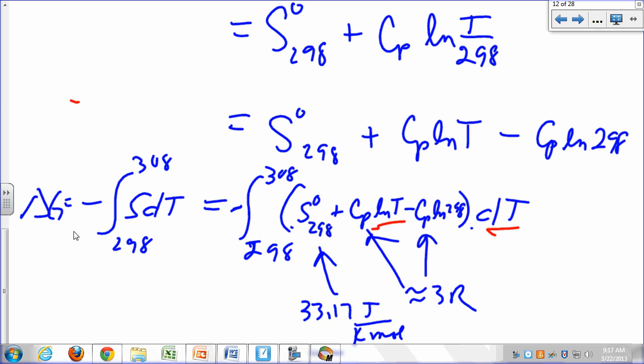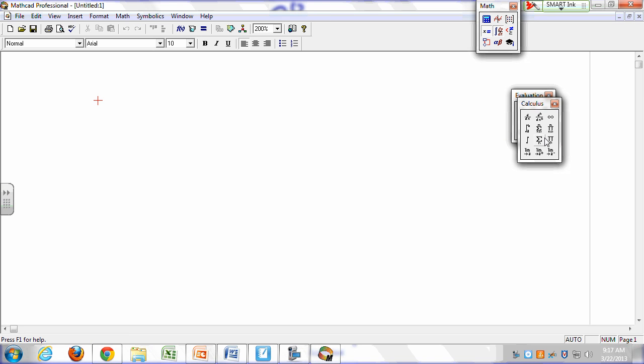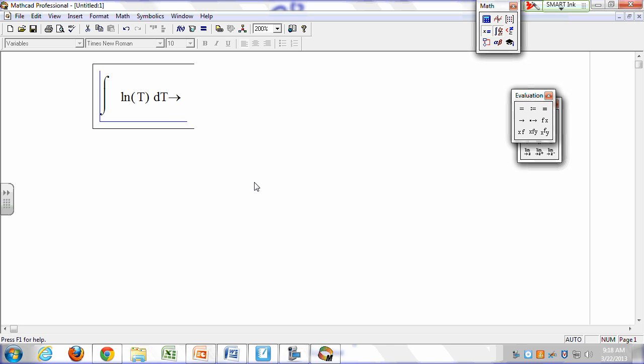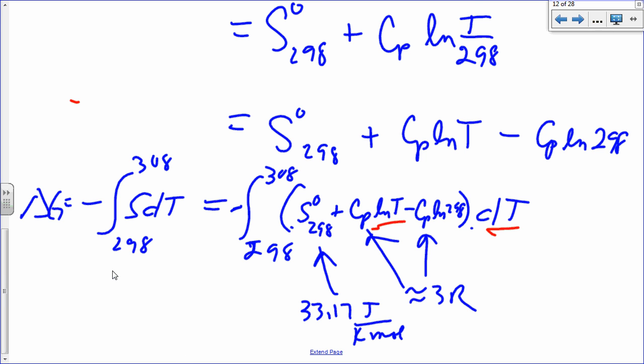Integral of dt over t is ln t. But what's the integral of ln t dt? Let's see. Integral of ln of t dt. It's t times ln t minus t. So you need to be aware of that one. The rest of that is just plug and chug.